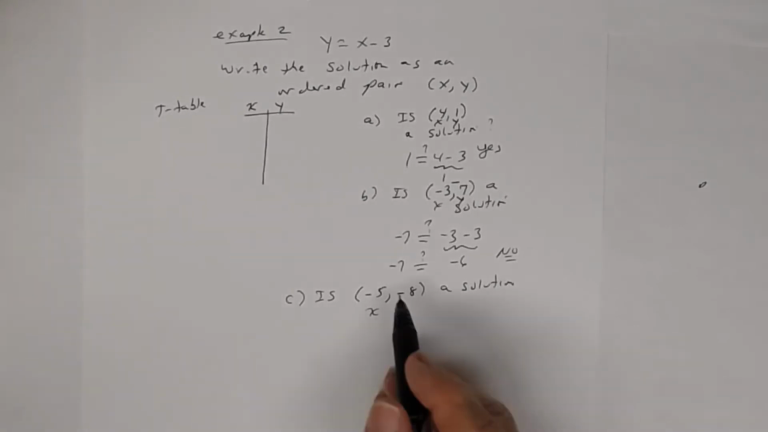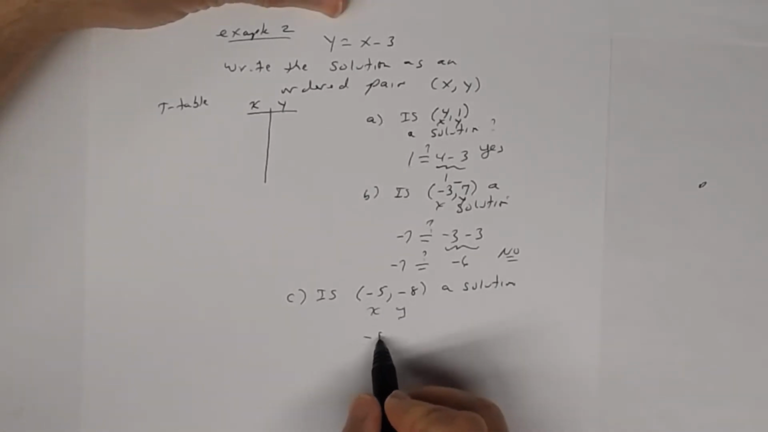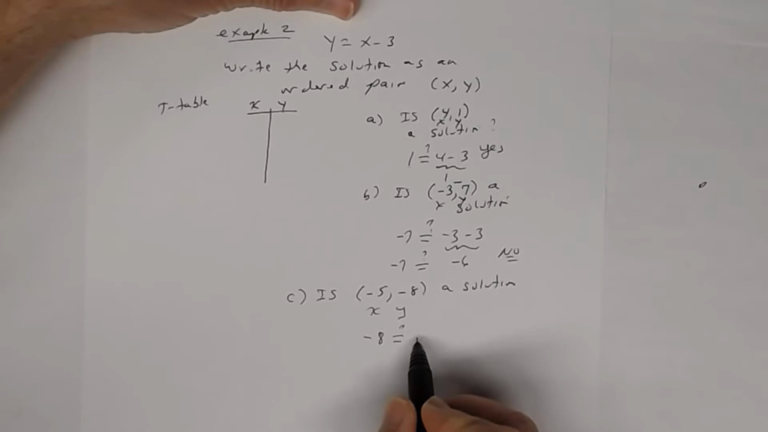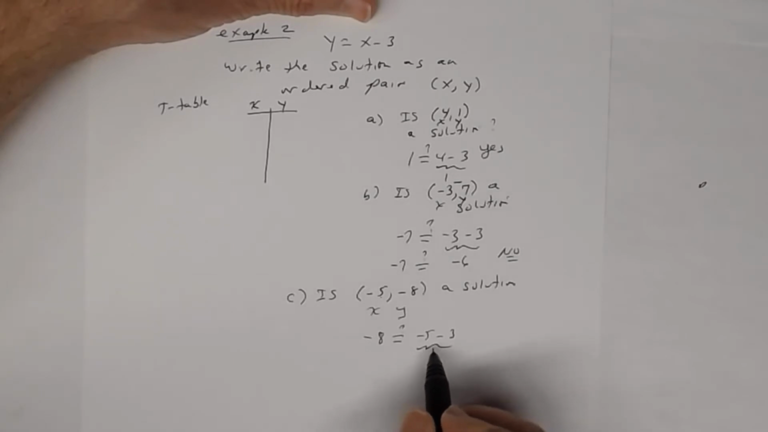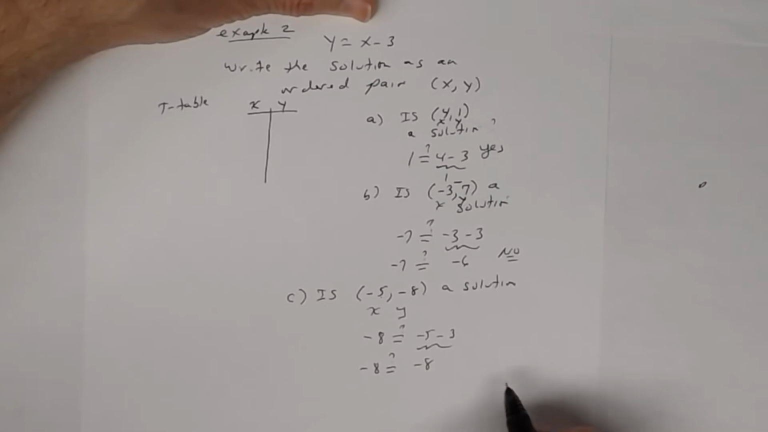All right, so here we go. Y equals, so that's negative 8. You want to see if that's going to equal x, which is negative 5, minus 3. Well, what's negative 5 minus 3? Well, negative 5 minus 3 is a negative 8. And is a negative 8 equal to a negative 8? And the answer is yes. So that is a solution.